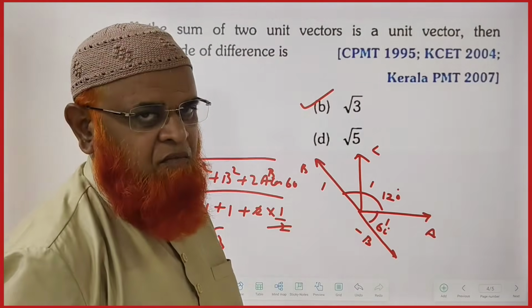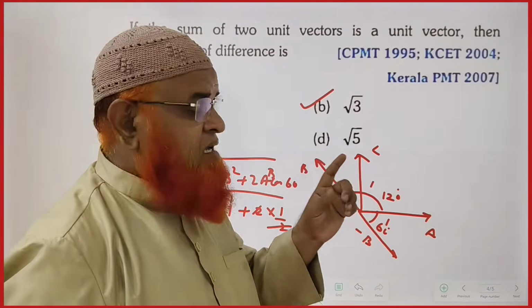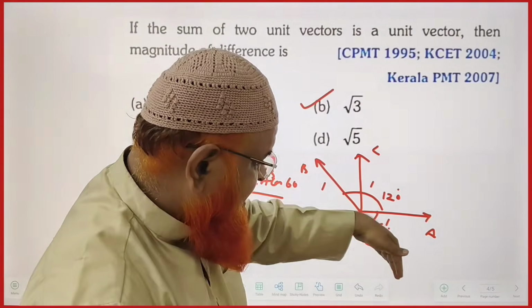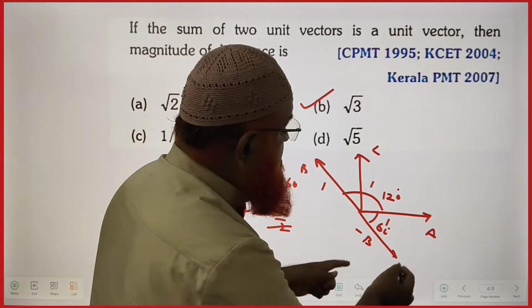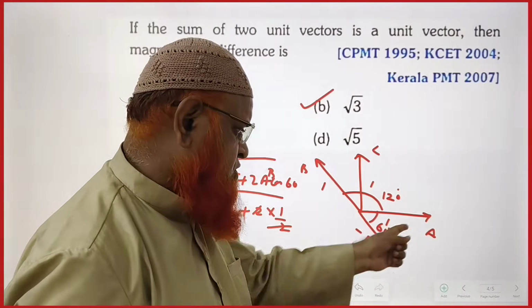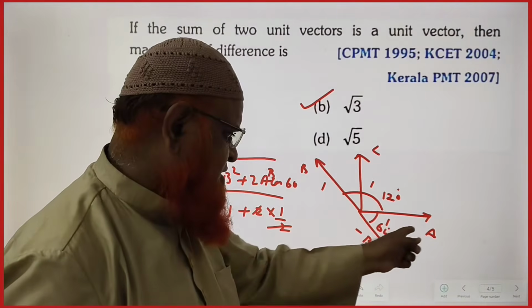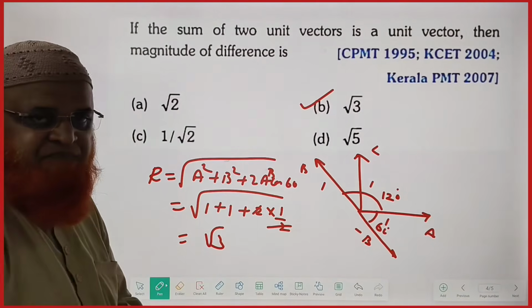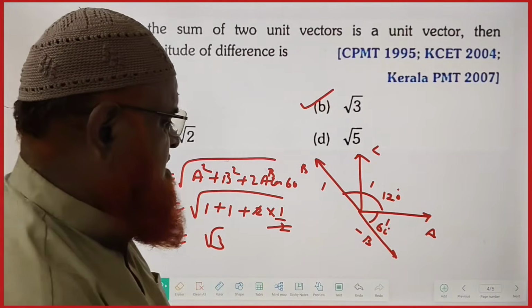In this way we have to solve. Subtraction of two vectors is nothing but one positive vector should be taken as a negative vector. Now the angle between them is going to be 60. Understood? 60. So you have to add these two vectors, one positive vector and one negative vector. That means you are going to get the answer like this. So root 3 is going to be the answer.